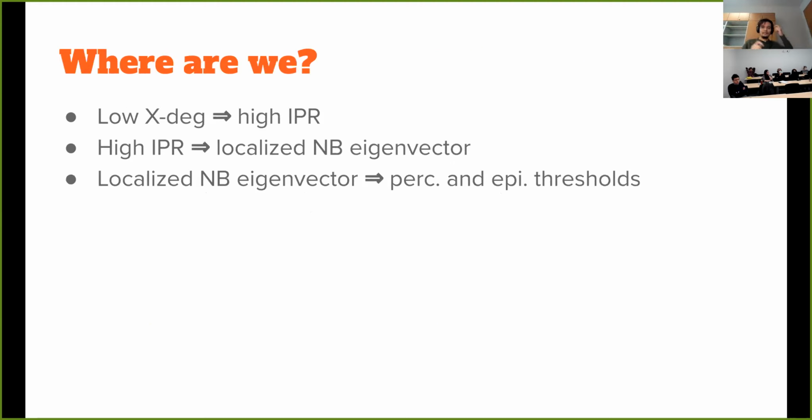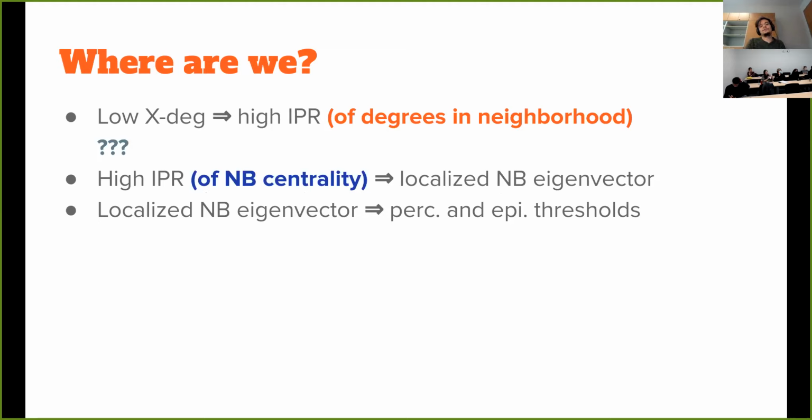So basically, the thought process right now kind of looks like this. A node with low x degree means high IPR. High IPR means a localized non-backtracking eigenvector. A localized eigenvector has consequences on the percolation and epidemic thresholds of the network, and so on and so forth. Of course, things are a little bit messier than this, because what I have really is a low x degree means high IPR of degrees in my neighborhood, while what I need for a localized non-backtracking eigenvector is high IPR of the vector of non-backtracking centrality. But I also know that x degree and non-backtracking centrality are correlated because they are both centrality measures. They both sort of are trying to tell which nodes are important. So it seems like there's a path forward in trying to relate these quantities.